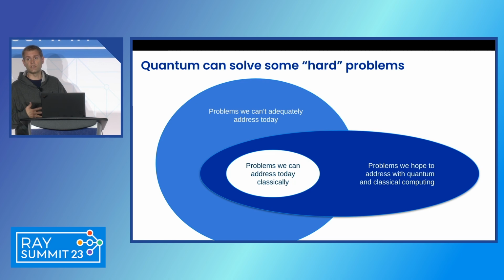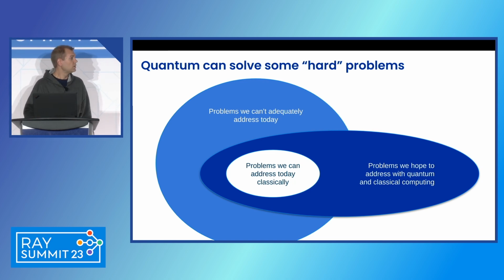But it's classical in combination with quantum that is where we get these speed ups. And what do I mean by that?